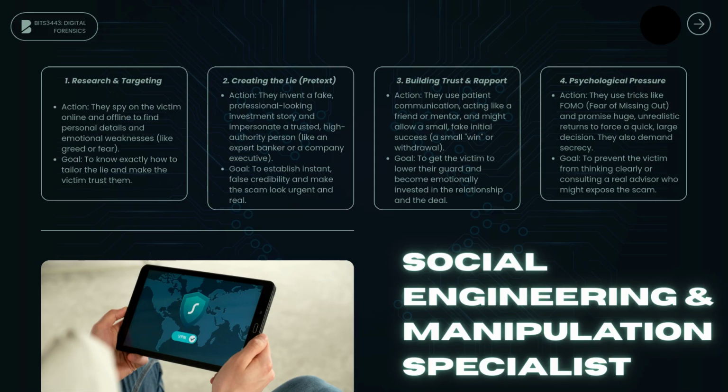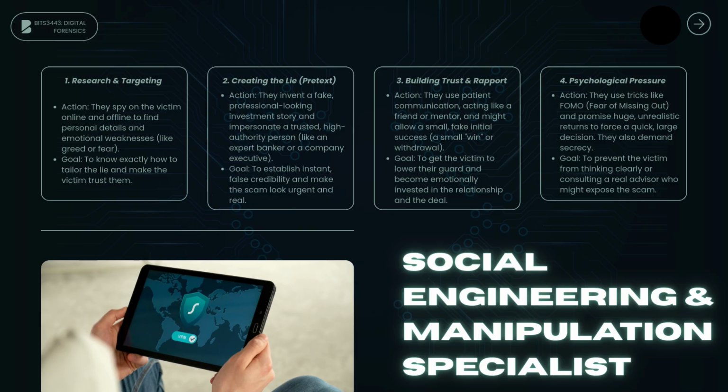The third one is building trust and rapport. Action: patient communication, acting like a friend or a mentor, and might allow a small fake initial success, a small win or withdrawal. The goal is to get the victim to lower their guard and become emotionally invested in the relationship and the deal.